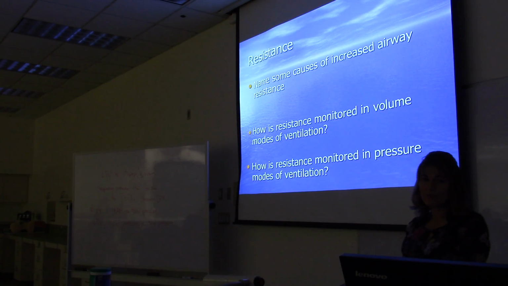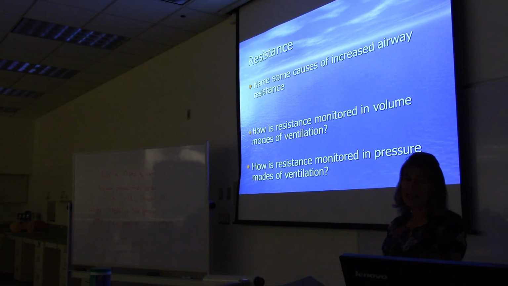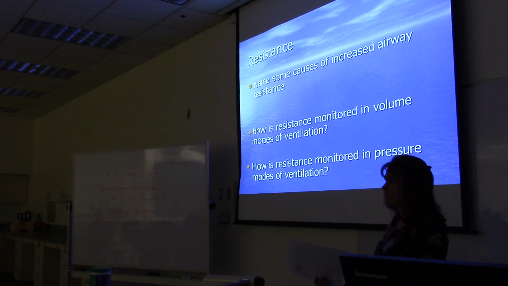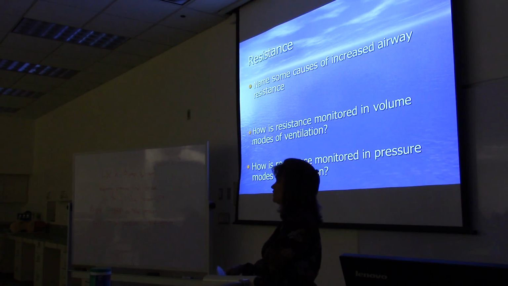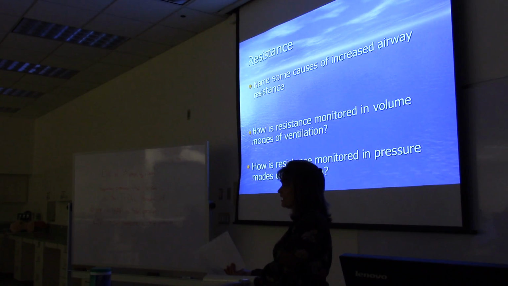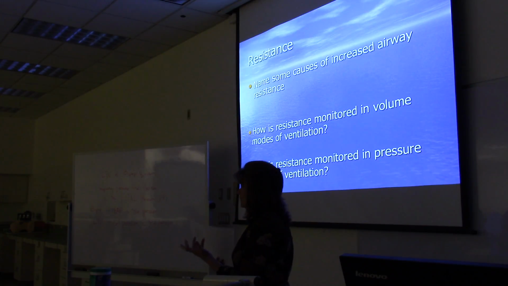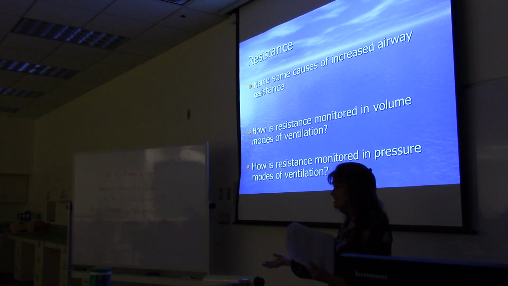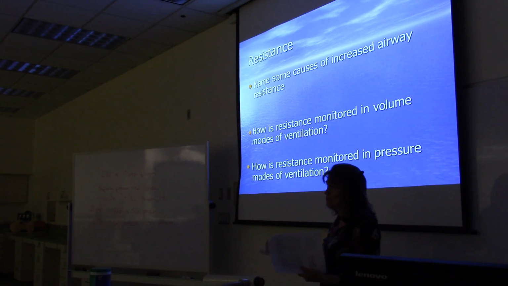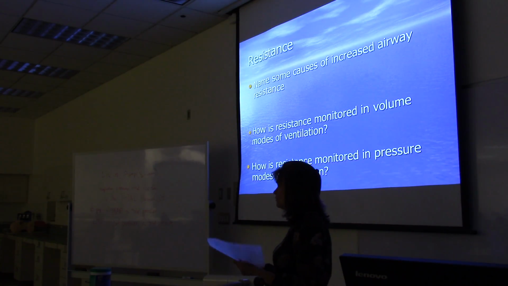In a pressure mode of ventilation, it asks how is resistance monitored. There is no way to monitor airway resistance in pressure modes of ventilation. So you can't get airway resistance numbers in pressure modes of ventilation. If you have more airway resistance, you'll get a smaller tidal volume delivered, but there's no way to say whether it's from airway resistance or another reason.